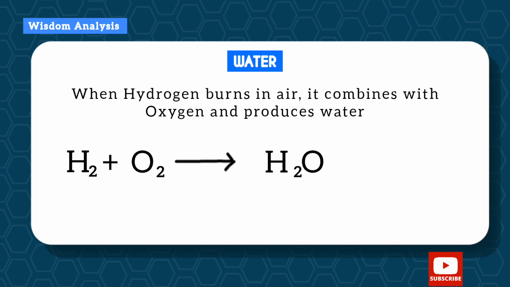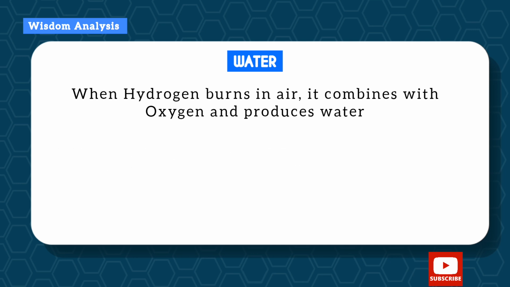H2O. So balancing this equation will mean, okay, since there are two oxygen atoms on the left, we have to put 2 here to make the oxygen atoms on the right to be 2. But now hydrogen is 4, so we have to put 2 here to balance everything. And now the equation is balanced.